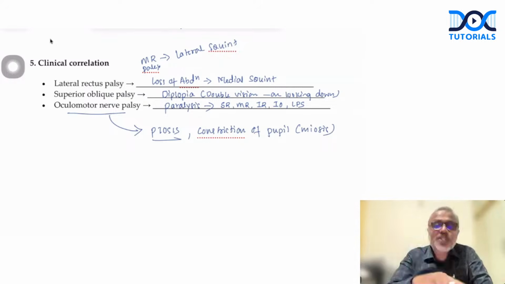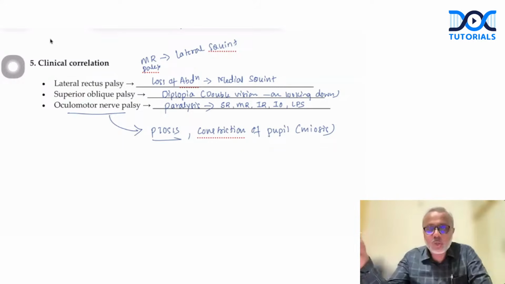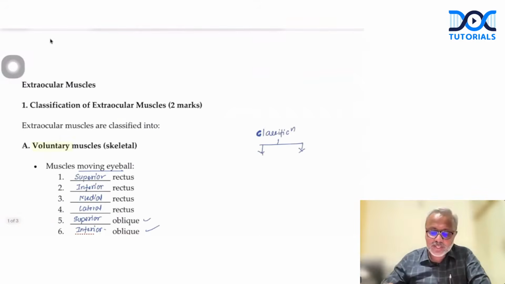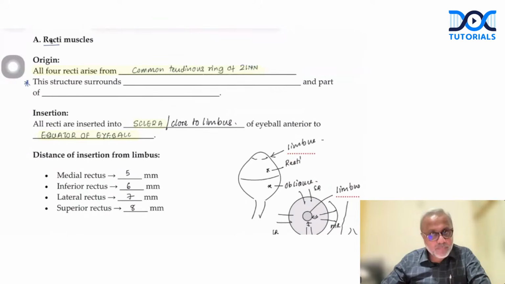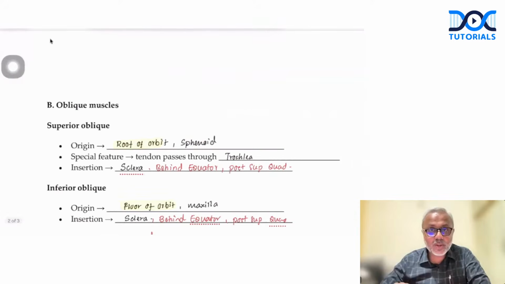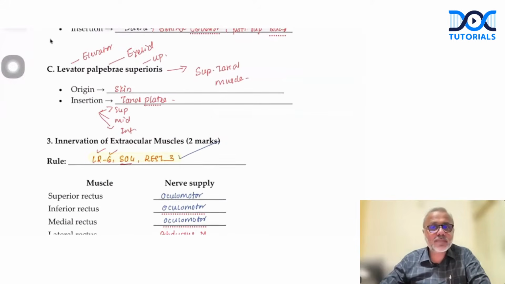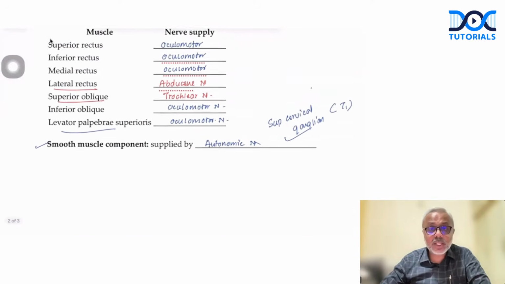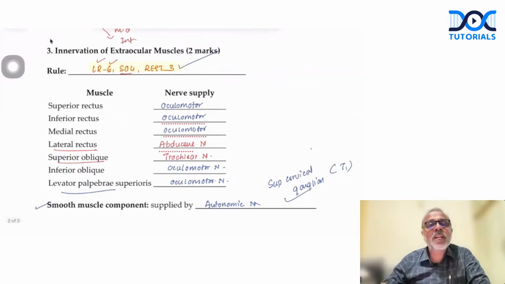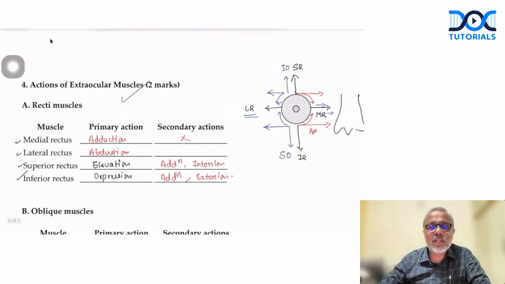If you remember the action of the muscles, you can always write the clinical correlation. What movement is lost, what type of squint occurs, this you can write. Okay, so this is how you must explain the clinical correlation of the extraocular muscles if it is asked as a long essay. So remember, start with the classification, mention the attachments of recti and obliques separately, mention the attachments of LPS, then talk about innervation where you mention the mnemonic, then draw the diagram to demonstrate or write the actions of extraocular muscles.